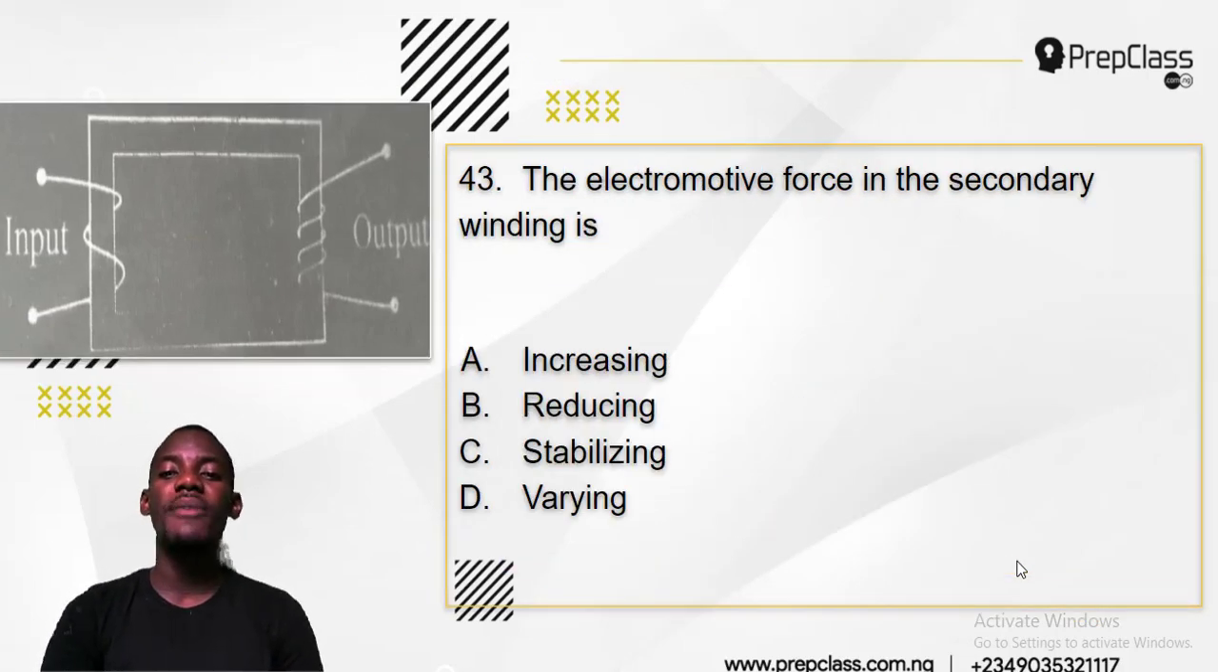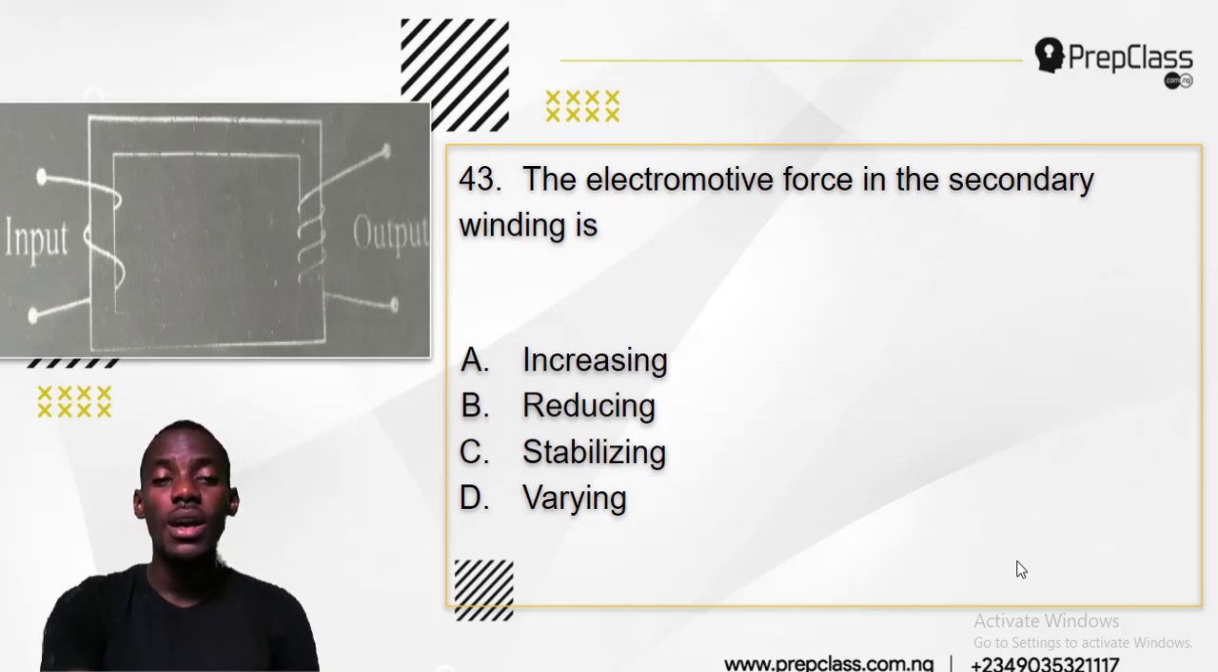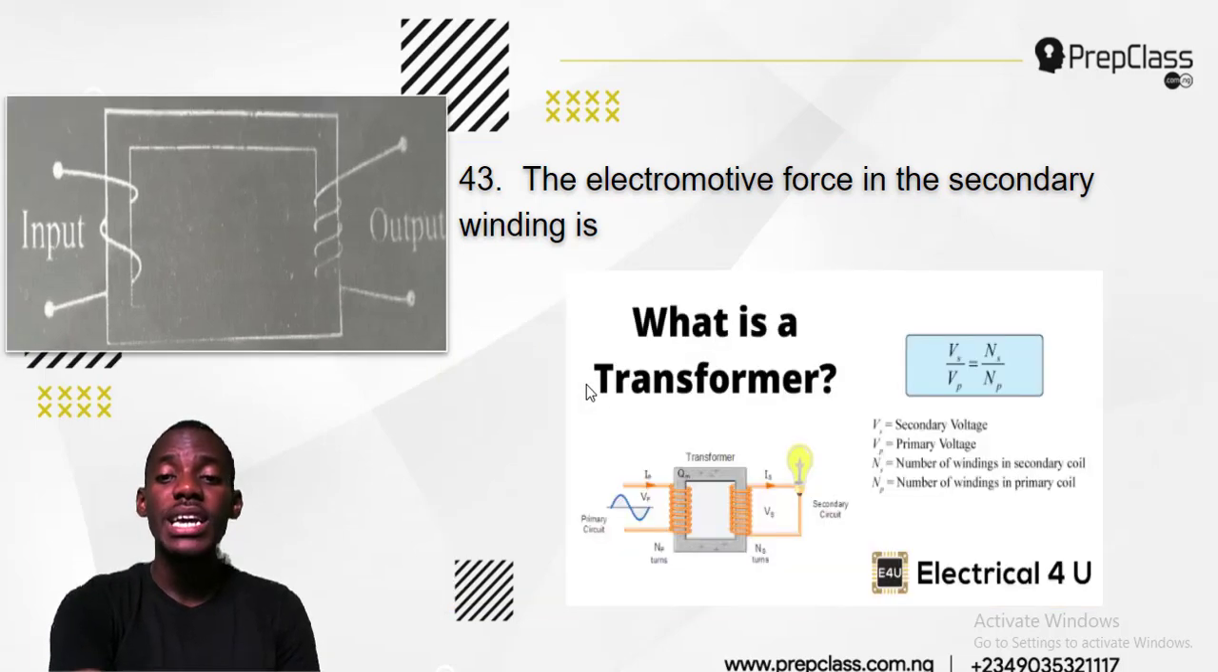Number 43. The EMF, the electromotive force in the secondary winding is what? EMF is like voltage. EMF is voltage across the terminals of a cell. Now, EMF is voltage. That means EMF is the work done. So just like voltage, I said before that the more the windings, the more the voltage. That means the more the turns, the more the voltage. And in this case, there's less turns here, and here there's more. So that means the voltage went from low to high. So in this diagram, the EMF is increasing because it went from low to high. It became higher, and that means the answer to that question is simply increasing.